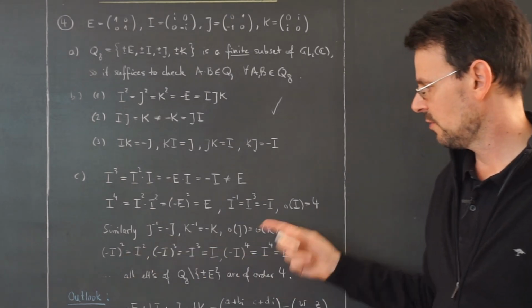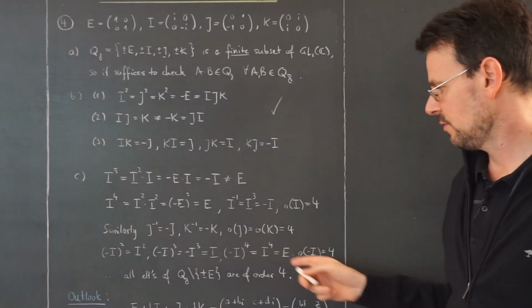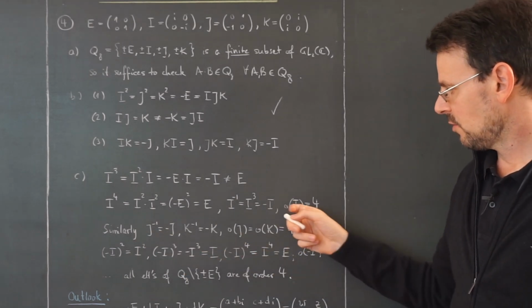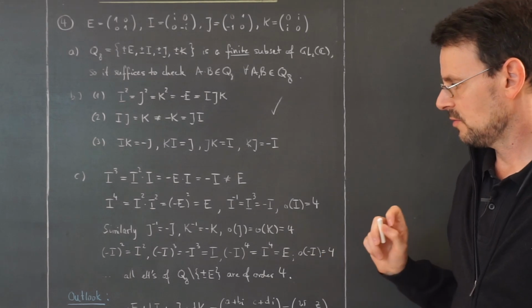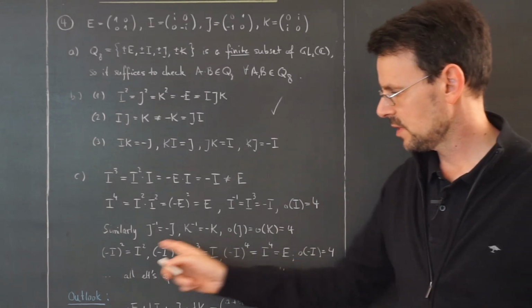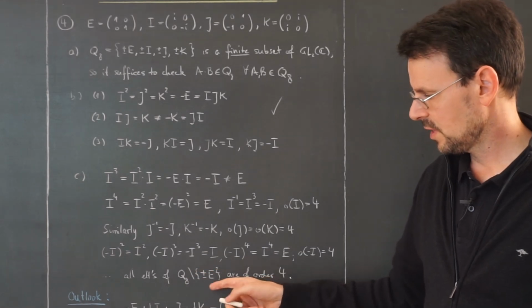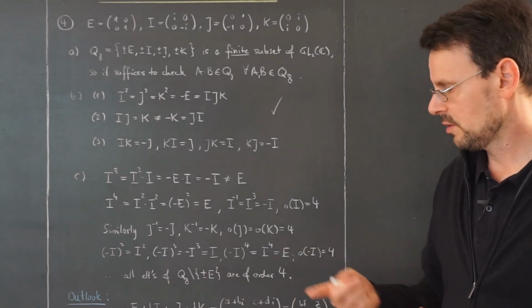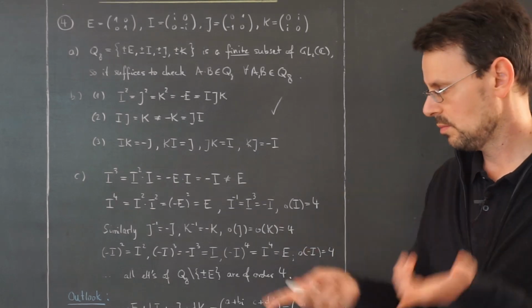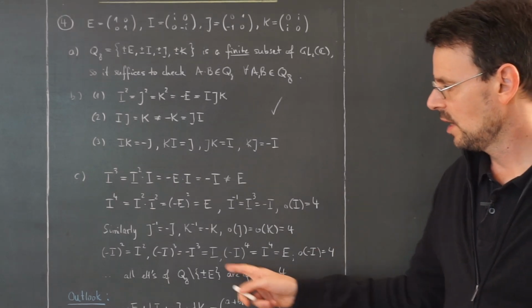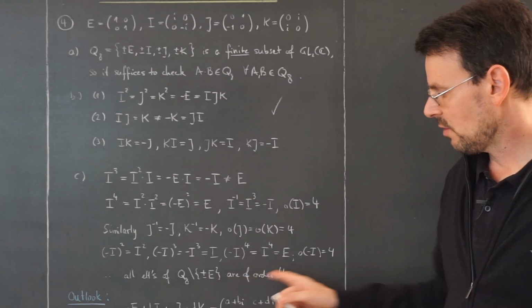And the same is true for the negatives. You can check this if you want. So if i is of order 4, then minus i also is of order 4. So this is very interesting. All the elements of Q8, except for, of course, e and minus e. e has order 1 trivially, minus e has order 2, because its square is the identity. All the other elements are of order 4.